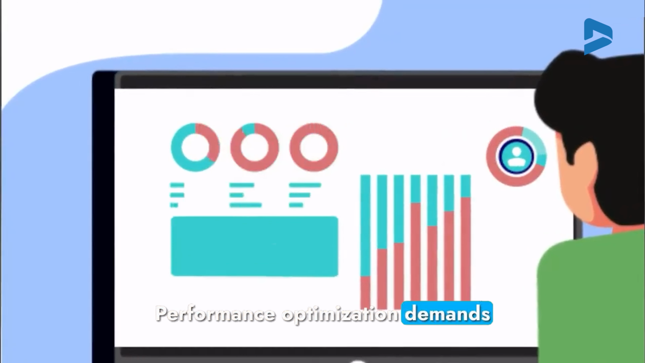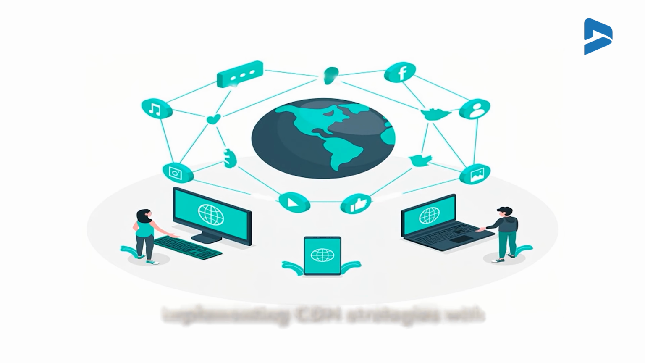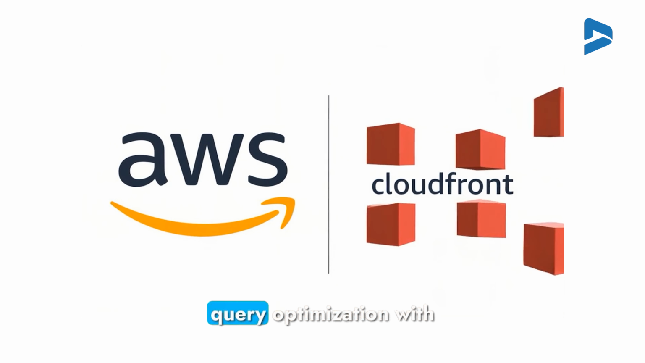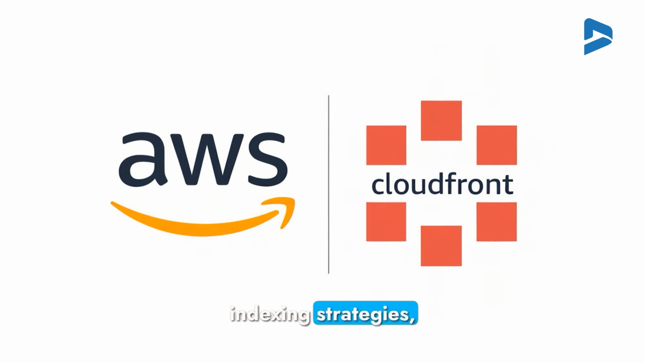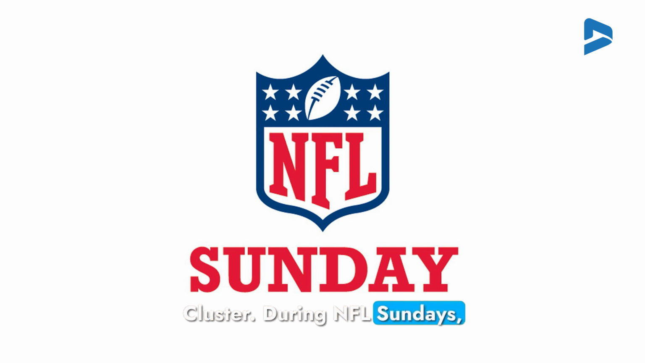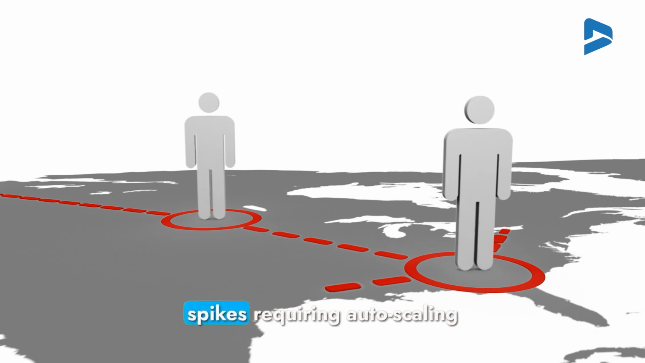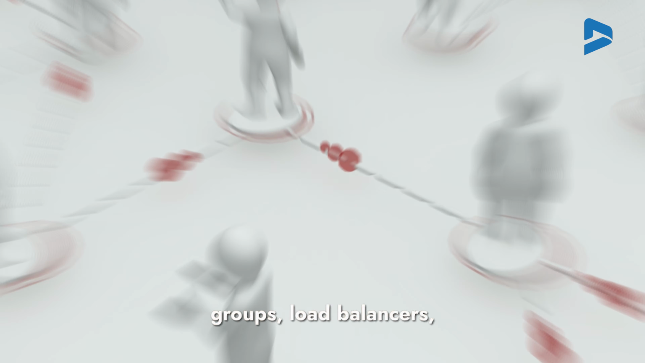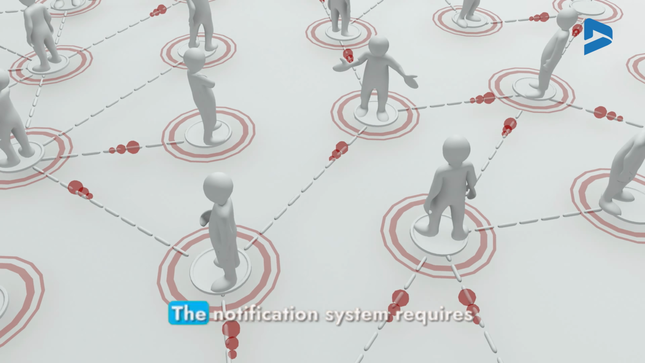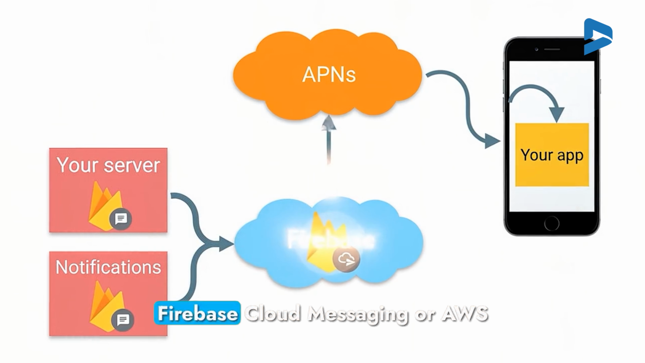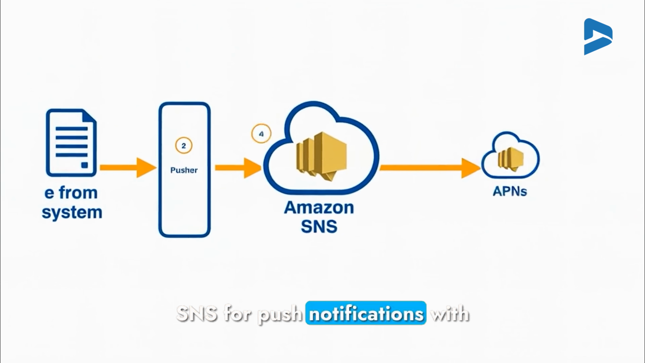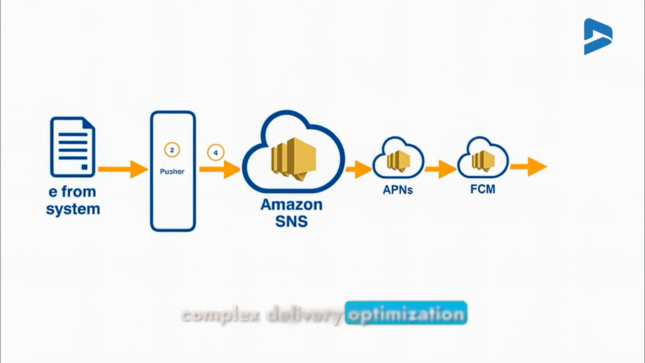Performance optimization demands implementing CDN strategies with AWS CloudFront or Cloudflare, database connection pooling, query optimization with indexing strategies, and caching layers using Redis cluster. During NFL Sundays, you'll face 100 times traffic spikes requiring auto-scaling groups, load balancers, and circuit breakers to prevent cascading failures. The notification system requires Firebase Cloud Messaging or AWS SNS for push notifications with complex delivery optimization algorithms.